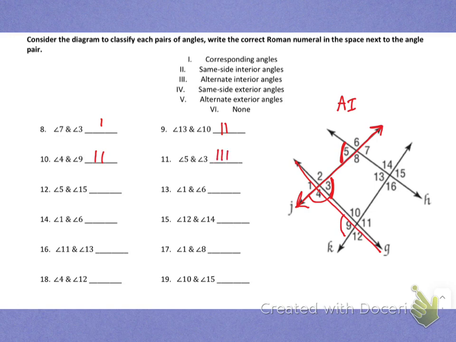And then 5 and 15. So I have 5 here, I have 15 here. So notice they're on the outside and they are on opposite sides. So they are alternate exterior angles. So I'd have that as number 5, which would be a V.